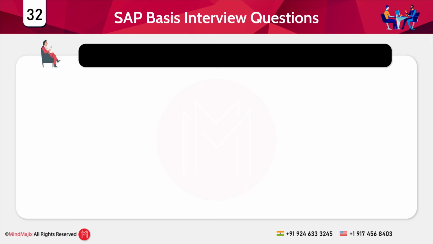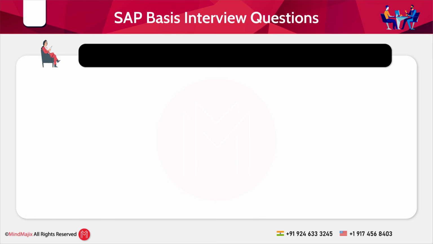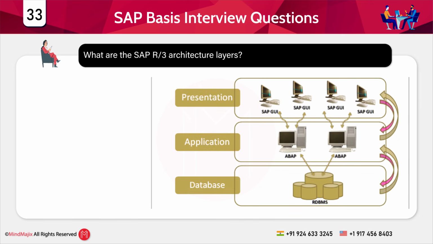The next question is, define SAP R3 Basis. SAP R3 Basis is basically an administration platform that allows managing of SAP applications, R3 network, monitoring, and so on. The next question is, what are the SAP R3 architecture layers? There are basically three layers related to architecture present in the SAP R3 system, and those layers are, as you can see on the screen, presentation layer, application layer, and database layer.